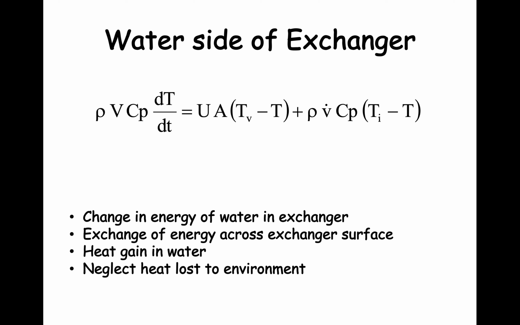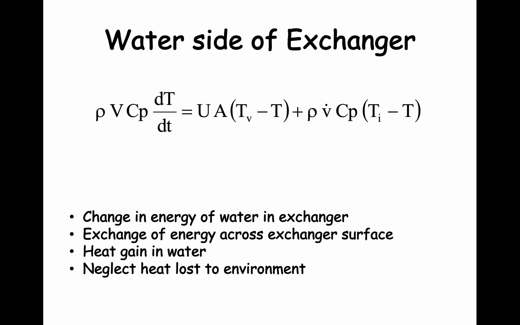The first term on the right-hand side of the equation describes the heat exchange across the heat exchanger with steam on one side and the water on the other side. U describes the heat transfer coefficient of the heat exchanger, and A describes the heat exchanger area. TV is the inlet steam temperature, and T is the outlet water temperature.